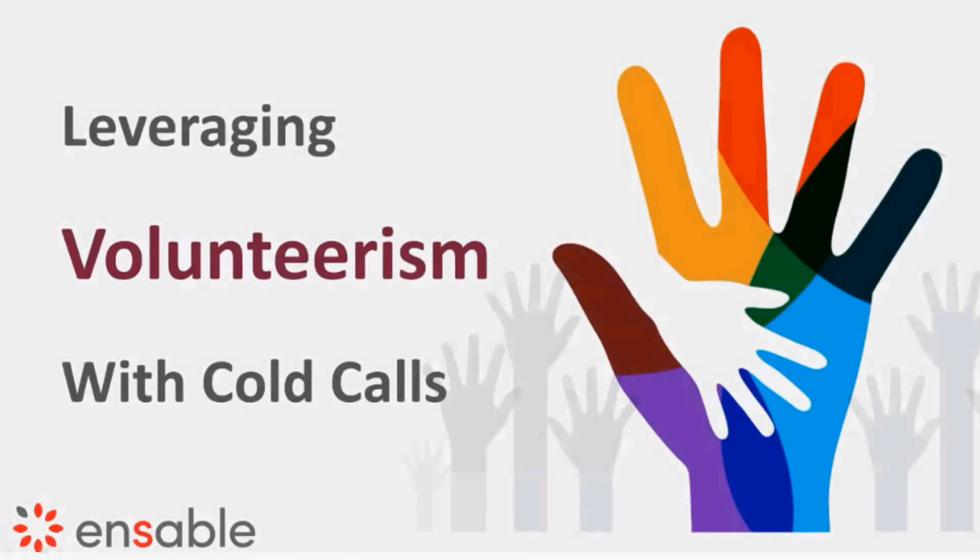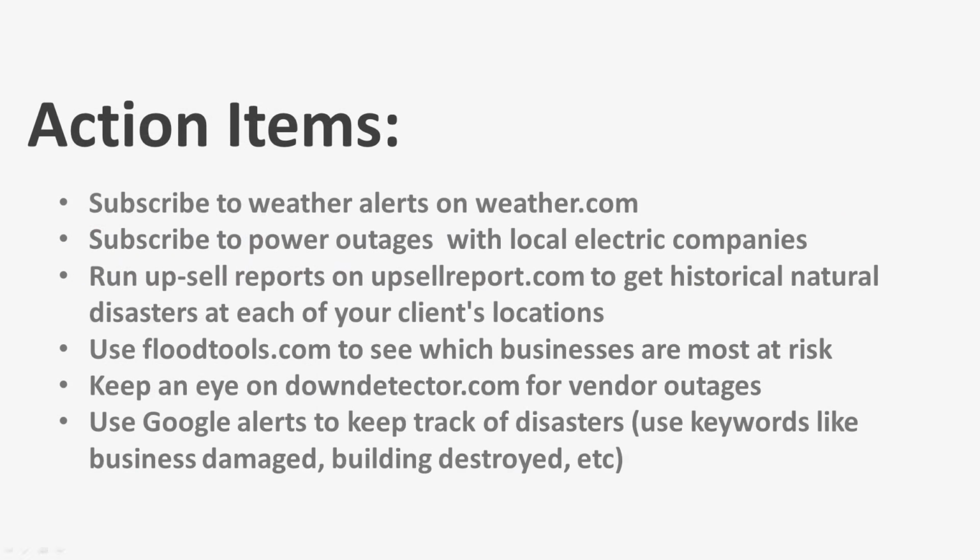Now, as far as implementing this strategy, a good methodology would be what we talked about a few weeks back on volunteerism. Volunteerism is probably the most effective way to communicate and help companies adopt this type of business insurance across different sectors. So in terms of action items, you want to make sure that you're subscribing to weather.com to get weather alerts. You can also subscribe to outages with your local electric companies to figure out which regions are being affected by that. You can also use upsellreport.com to show you historical data on outages and disasters affecting each of your customers or prospects' locations.